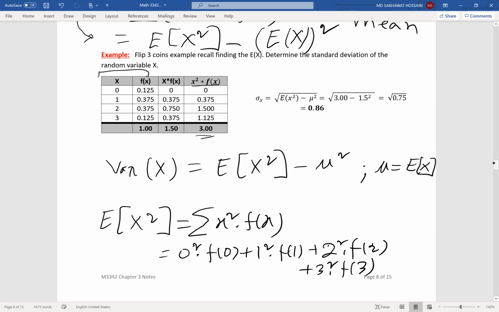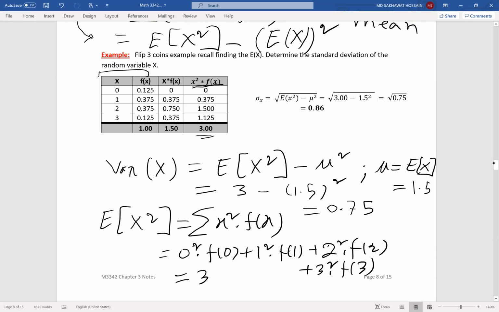This is x squared times f of x. So expected value of x squared is 3. So minus expected value of x, we already calculated this one, this is 1.5. So minus 1.5 square. If you simplify this one, then it will be 0.75. So the variance is 0.75.